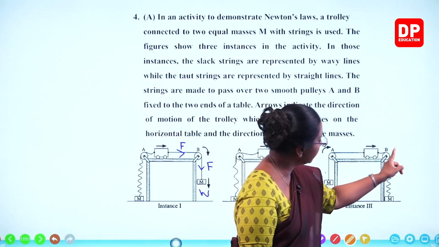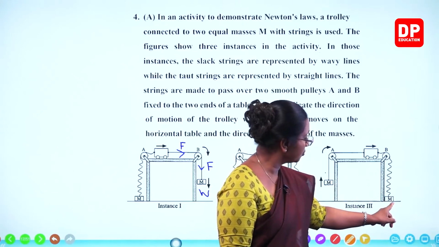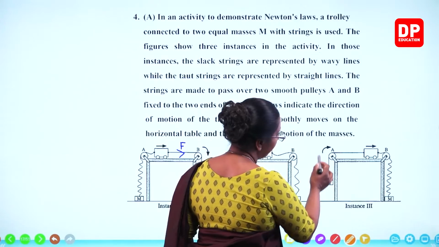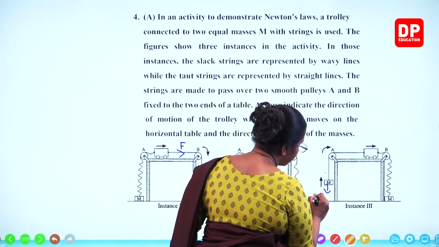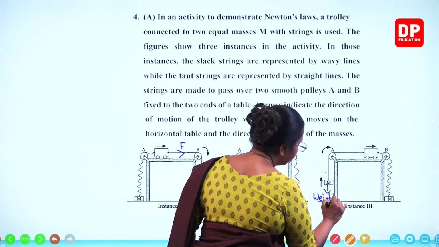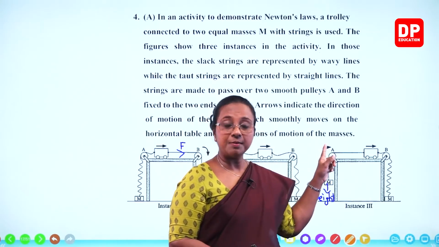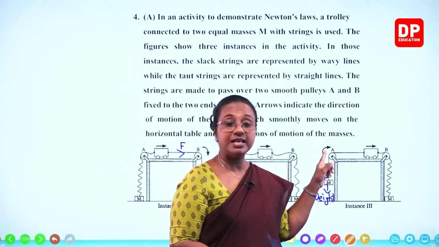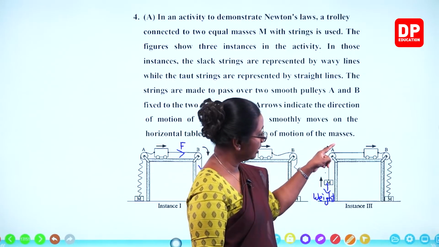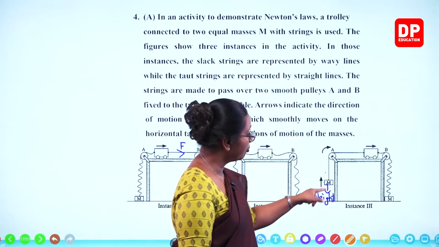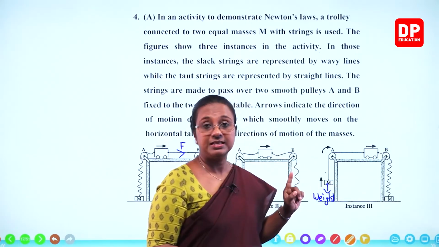Then the third instance is what? Here you can see the trolley is moving this way. This side the string is slack, so there is no force on this side. But here you can see they have shown the movement this way. But still the weight of this object will act downwards, so that is going to give a force down, but the weight is moving up against the gravitational pull. So what do you all think? This will be moving slowly. At the same time, there will be a force pulling the trolley down as well. But the trolley is moving in the opposite direction.